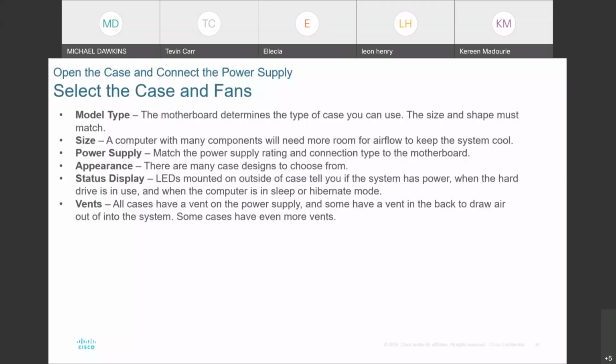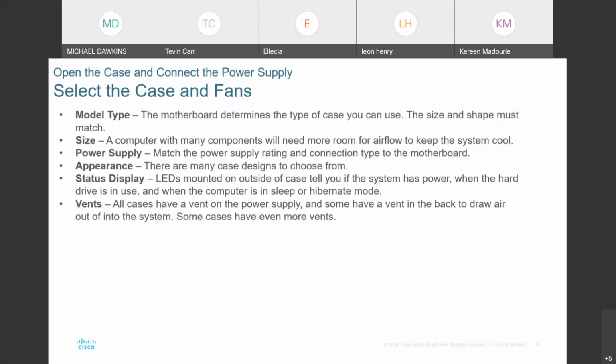The vents. All cases have vents on the power supply, and some have vents in the back to draw air out of the system. If you look at every computer case, they have a vent at the back, and most of them also have a vent in the front to pull in cool air and to push warm air out of the back. All right, the power supply also has a vent to remove the hot air from the system.